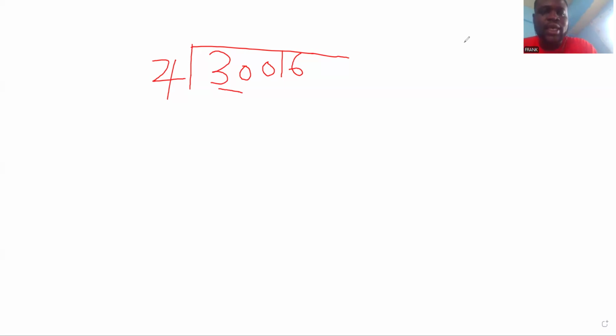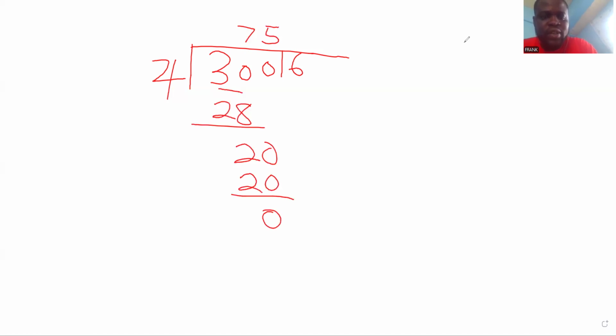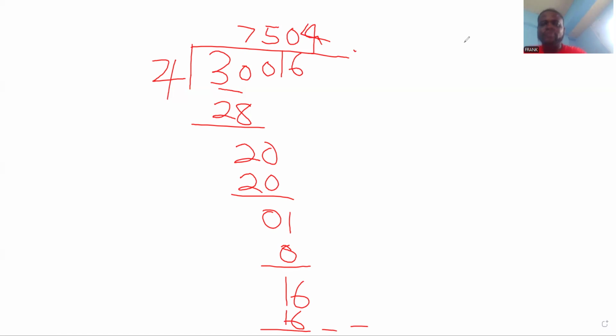So 4 into 30, I know is 7. 4 times 7 is 28, remainder of 2, next digit 0, making 20. 4 into 20, 5, 4 times 5 is 20, remainder of 0, next digit 1. 4 into 1, 0, 4 times 0 is 0, remainder of 1, next digit 6. 4 into 16 is 4. 4 times 4 is 16, and our answer is 7504.